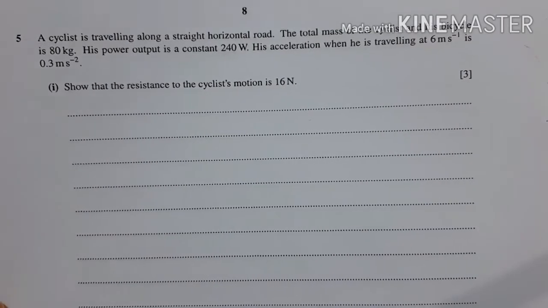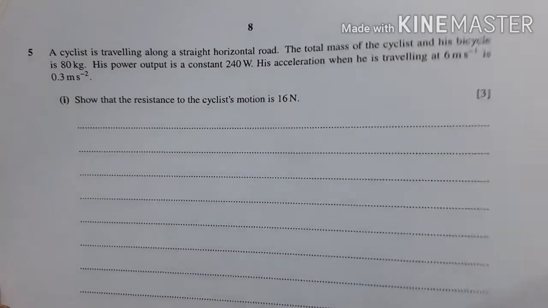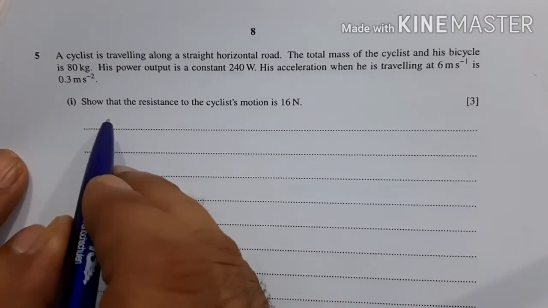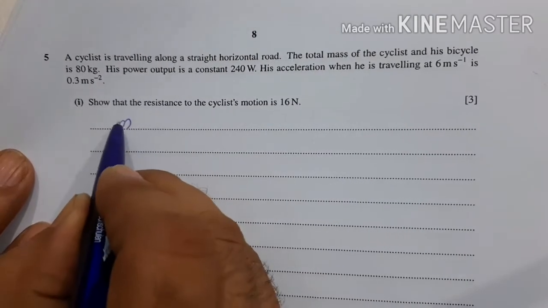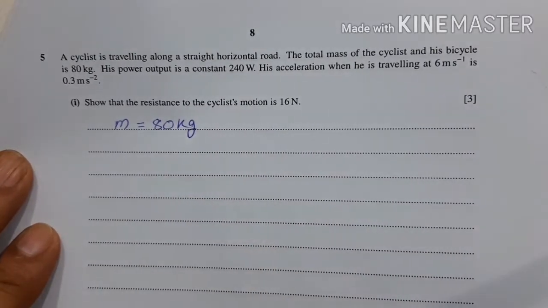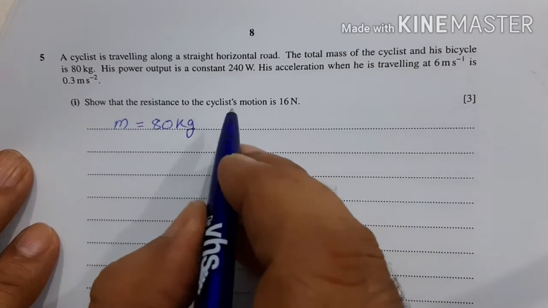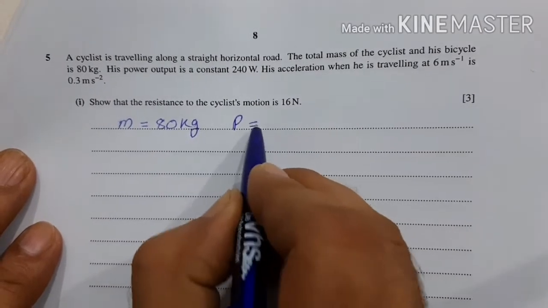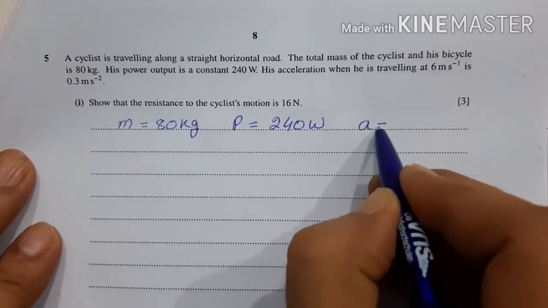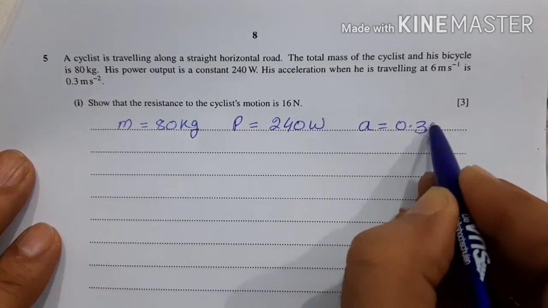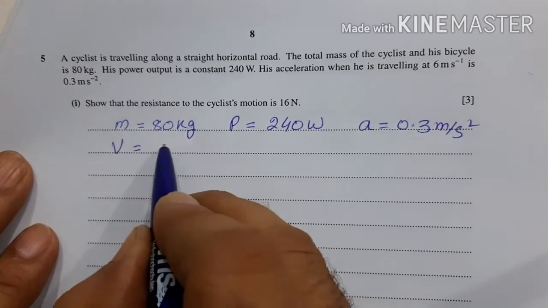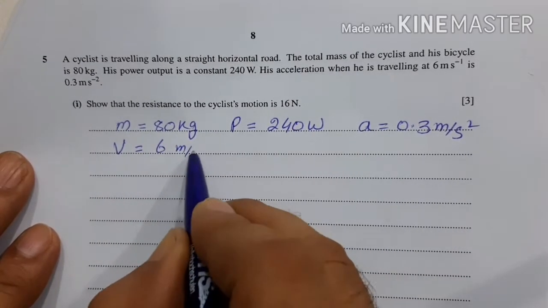So first of all, we'll write the data given in the question. The mass of the cyclist is 80 kg, the power is 240 watts, acceleration is 0.3 meters per second squared, and the speed is 6 meters per second.